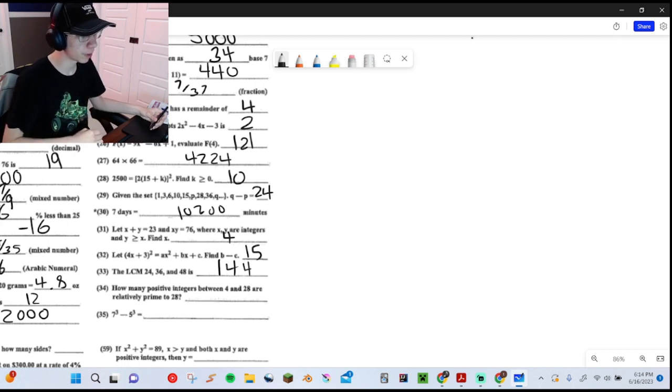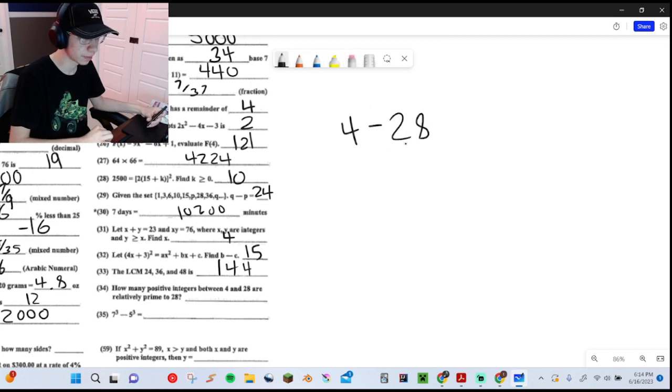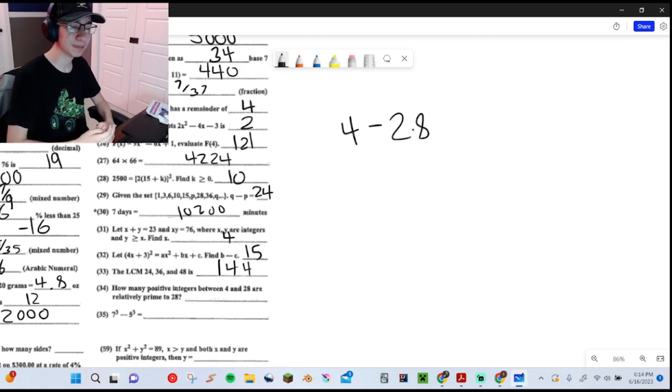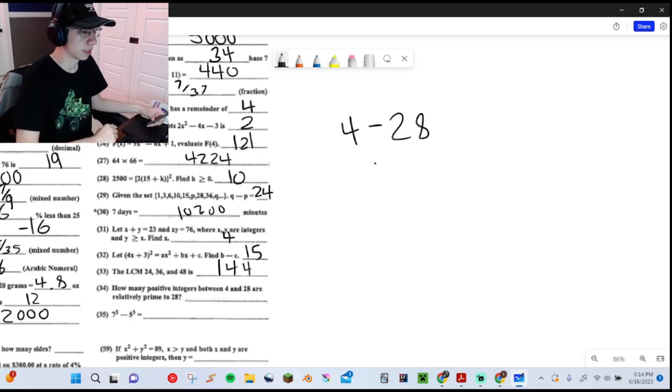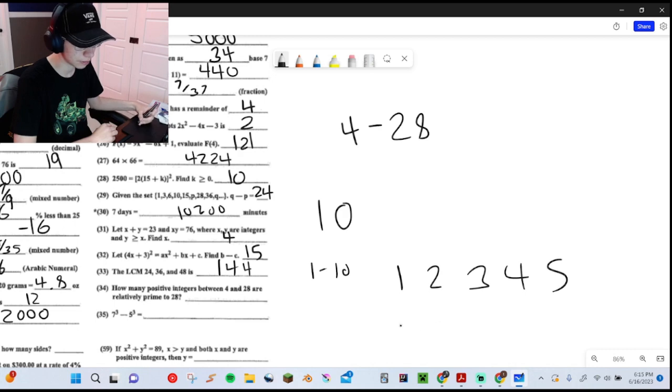Okay, now 34. How many positive integers between 1 and 28 are relatively prime to 28? What does it mean to be relatively prime to a number? Let me give an example. Let's use 10. Let's say what numbers between 1 and 10 are relatively prime to 10. I'm going to list out the numbers 1 to 10.